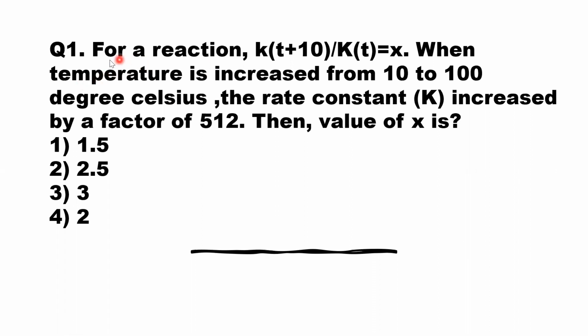First question: for a reaction, K of T plus 10 by K of T, either capital T or small t, we can use both, is equal to X. When temperature is increased from 10 to 100 degrees Celsius, the rate constant increased by a factor of 512. Then what is the value of X? Means they are asking the temperature coefficient factor for rate constant.